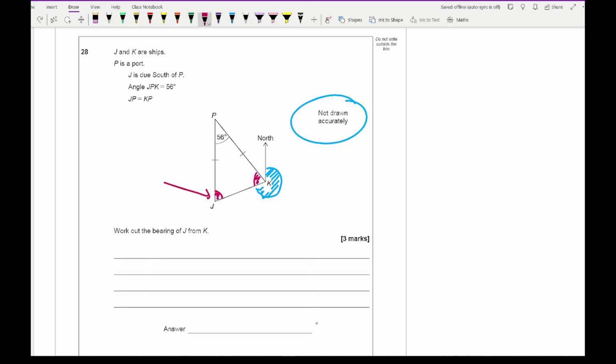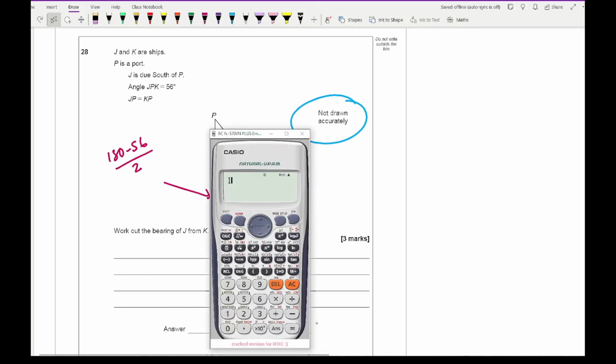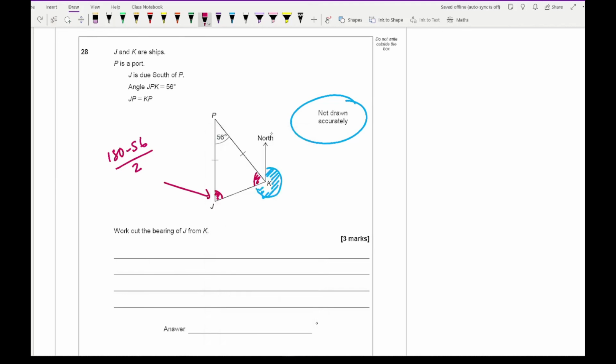How do we work that out? Well, we know that angles in a triangle add up to 180, so if I do 180 take away 56, divide that by 2, on my calculator, 180 minus 56 divided by 2 gives me an answer of 62. So this angle here is 62. The good thing about these questions is that I can do my working out on the diagram. Now what we then need to do is notice that this angle here is corresponding, like an F angle, to this angle J, so that's going to be 62 degrees, and the reason for that is because it's corresponding.